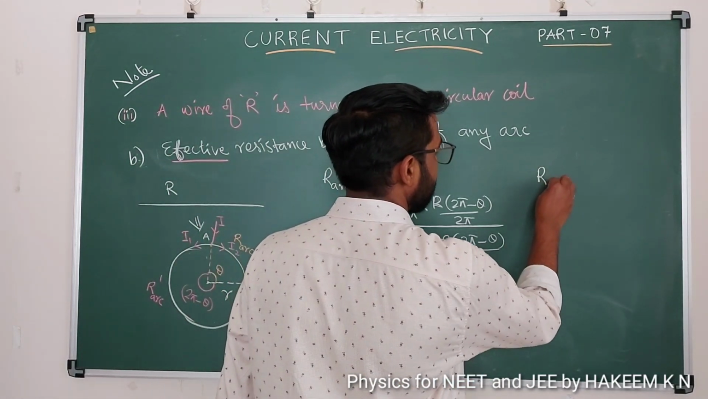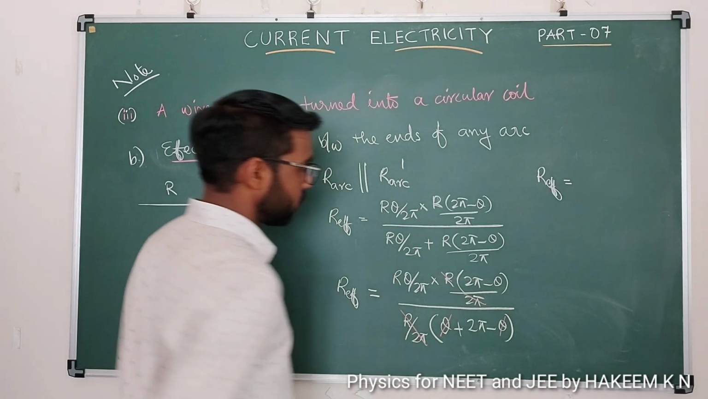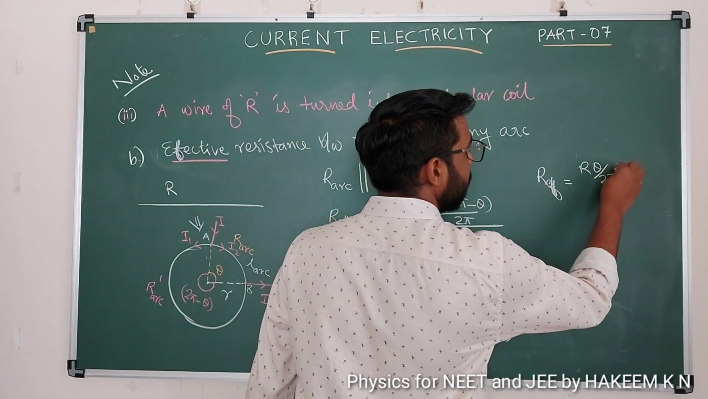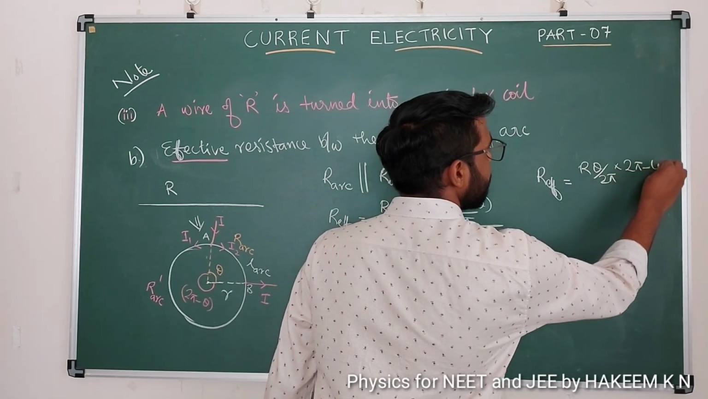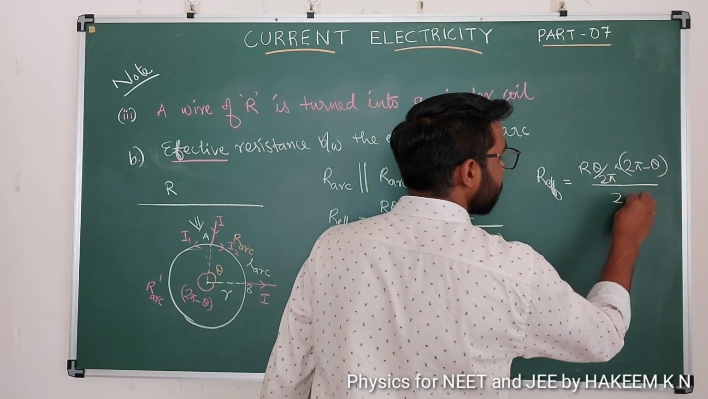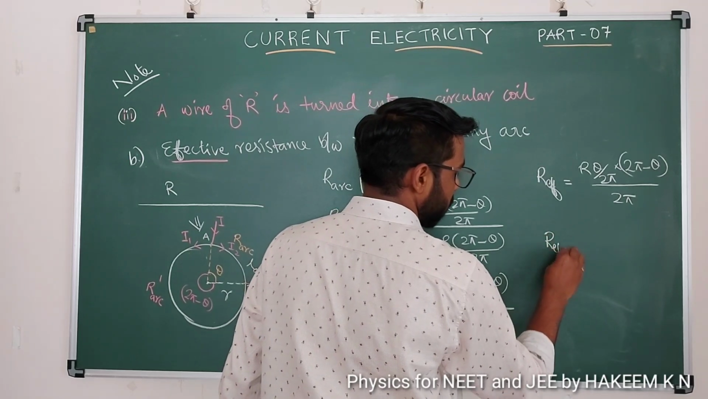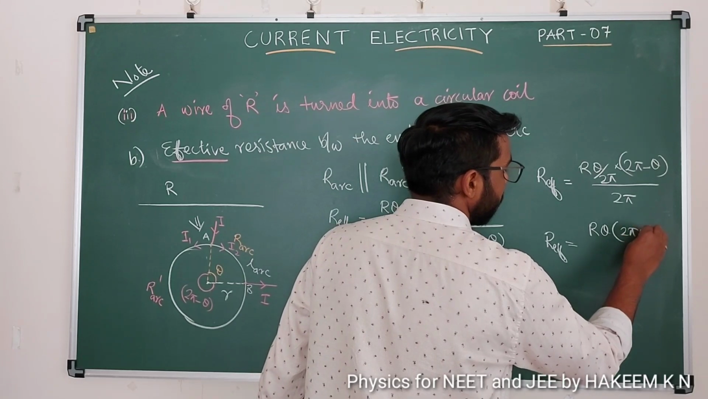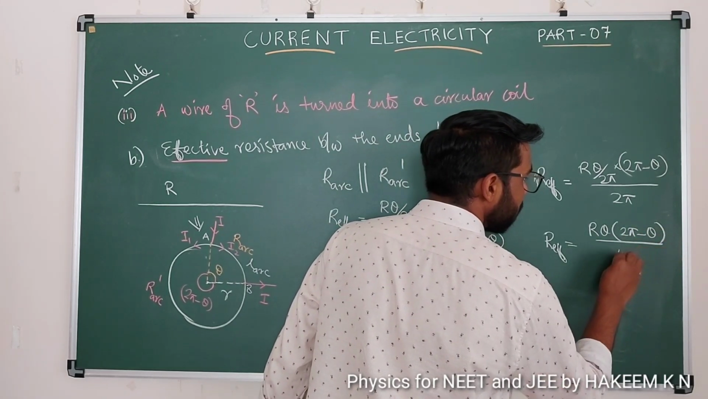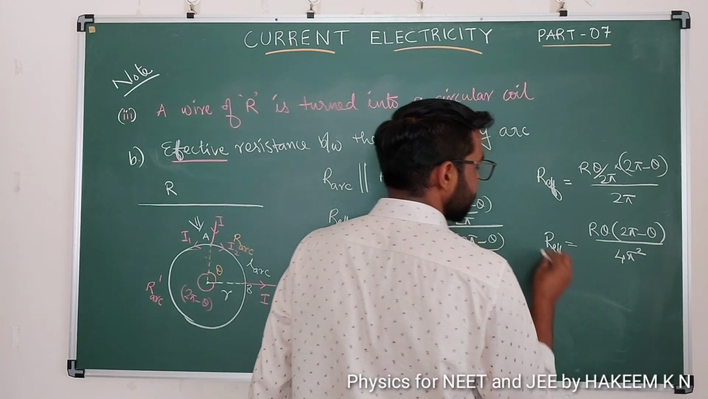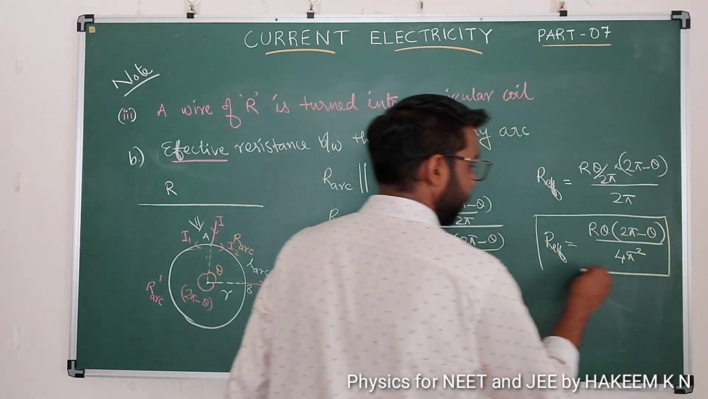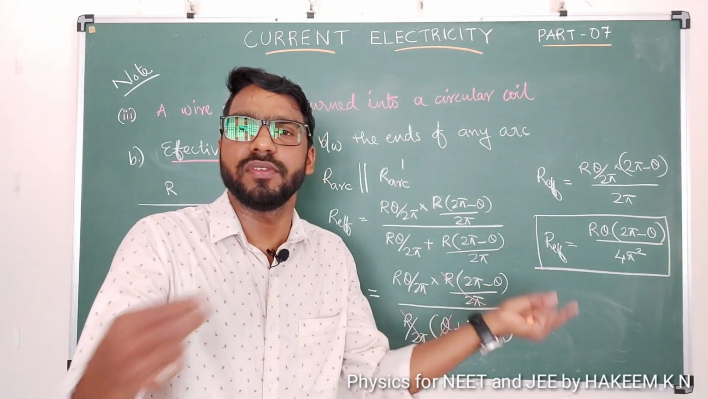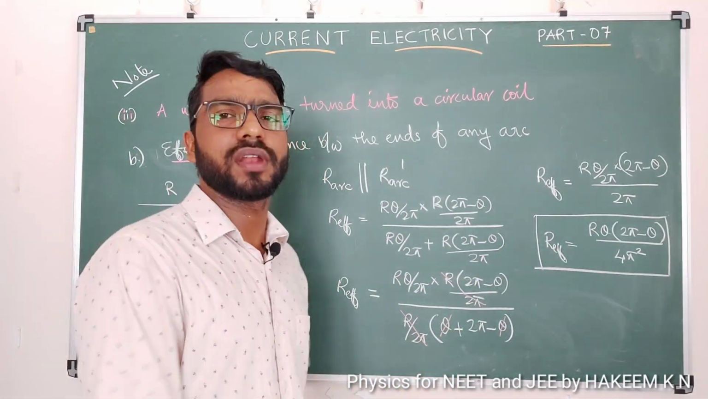So R effective equals R theta by 2 pi into 2 pi minus theta divided by 2 pi, or R effective equals R theta into 2 pi minus theta, all divided by 4 pi square. This is the equation of effective resistance between the ends of any arc with a center angle theta.